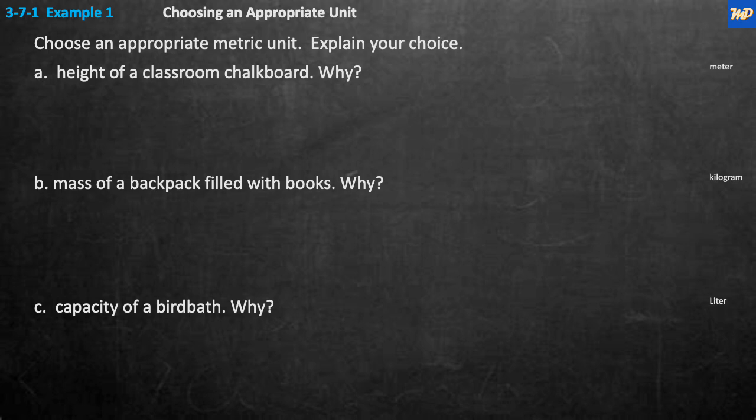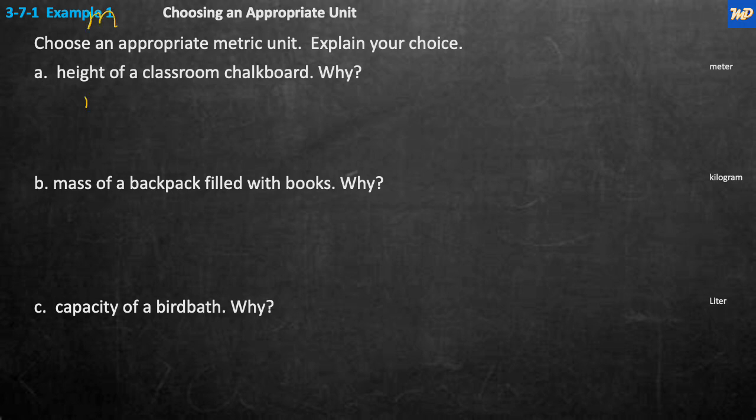Okay, so example 1, we're going to talk about choosing an appropriate metric unit. Choose an appropriate metric unit. Explain your choice. The height of a classroom chalkboard. Now we're talking about meters, right? So is it a millimeter, a centimeter, a meter, a kilometer? Well, the height of a classroom chalkboard is about 3 feet off the ground, about the height of a doorknob off the ground. So we would say here that probably the best unit of measure to measure the height of a chalkboard from the floor would be a meter.